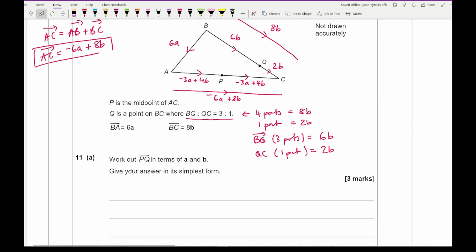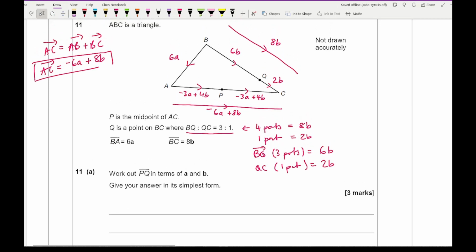So then going back, and let me just zoom a little bit up so we can see everything there. So P to Q, well, to get from P to Q, I'm going to go P to C plus C to Q.